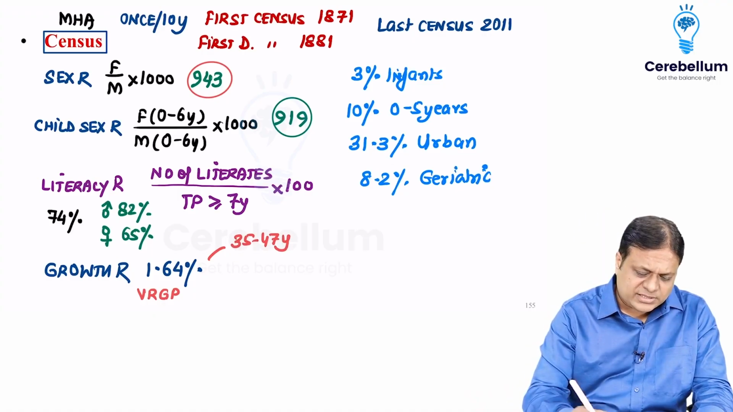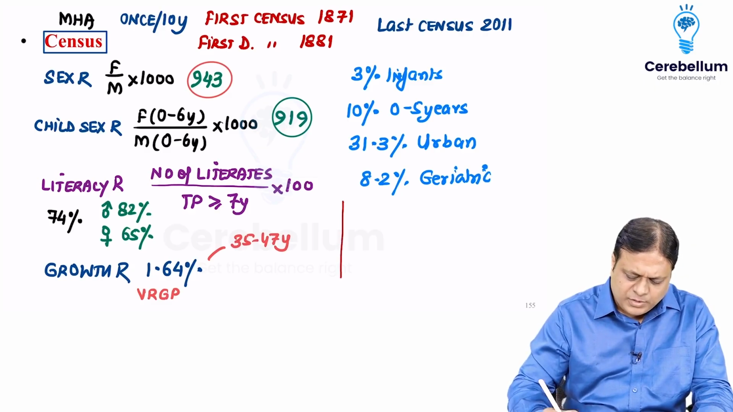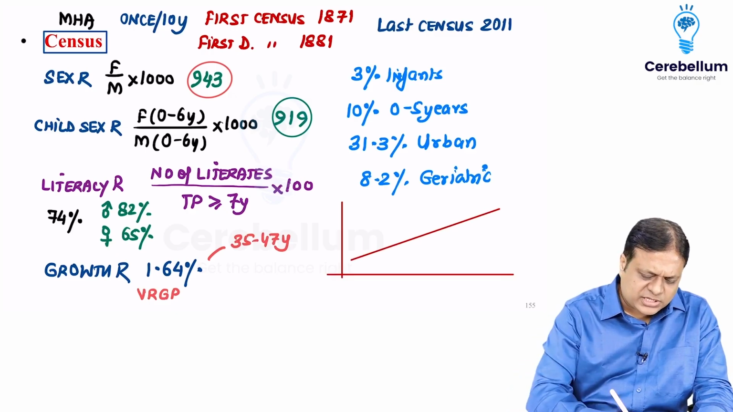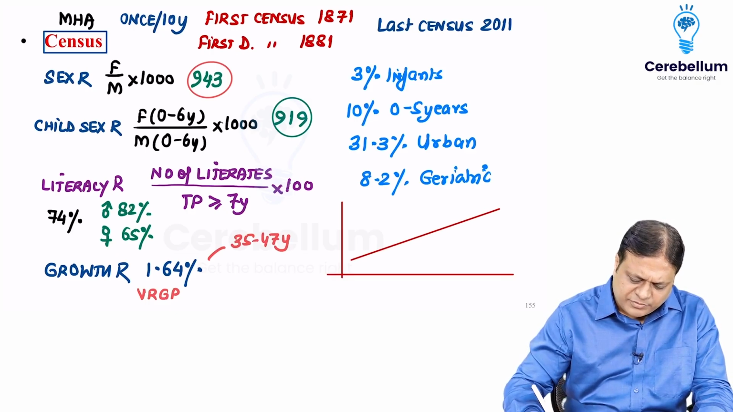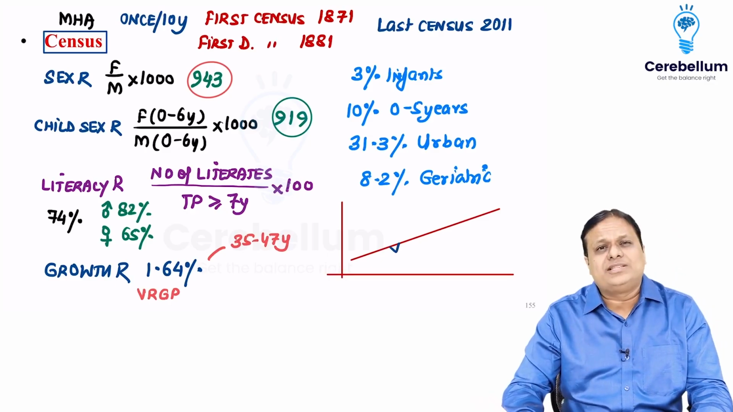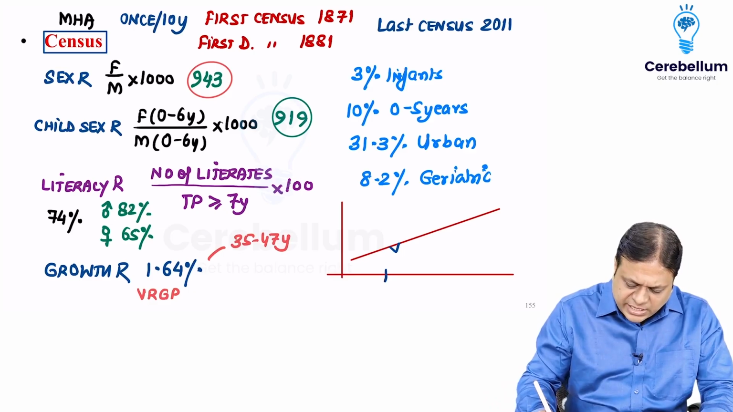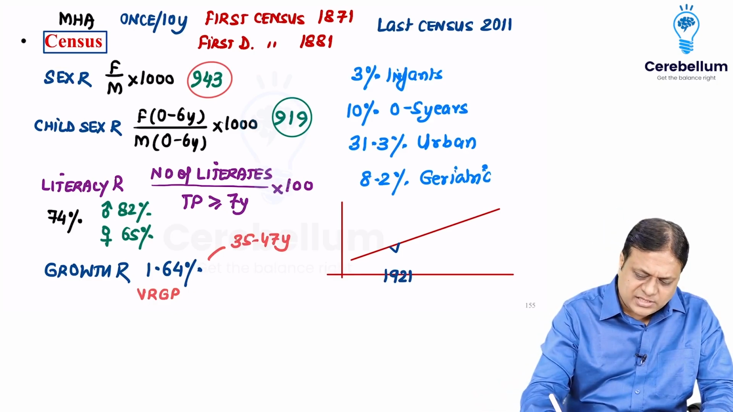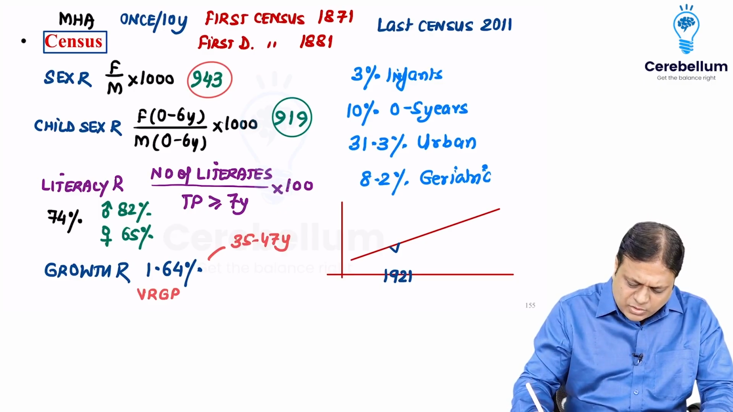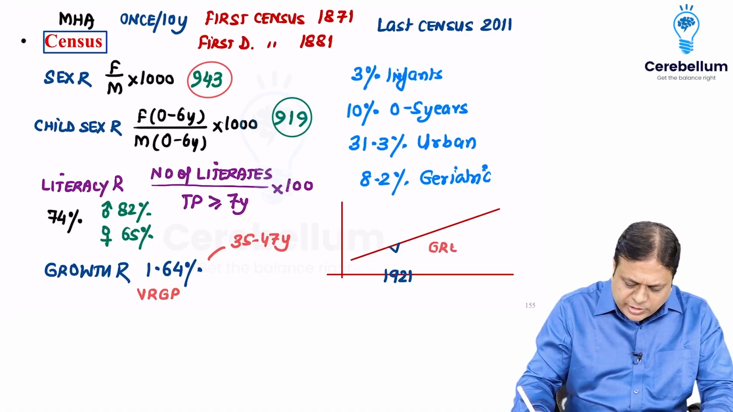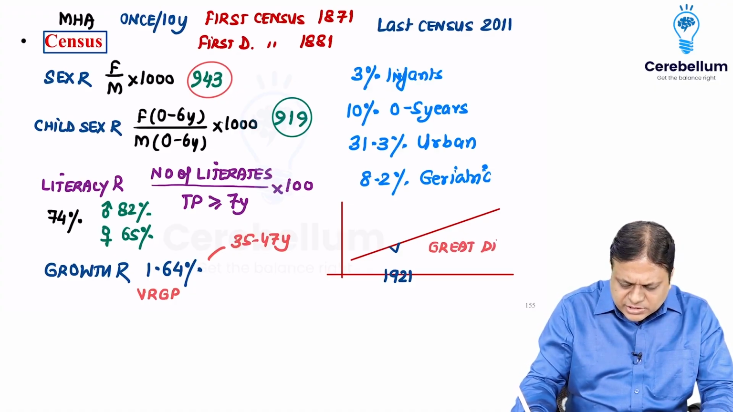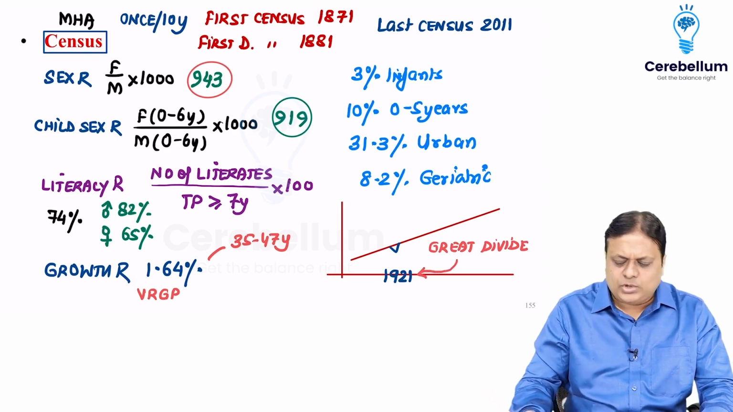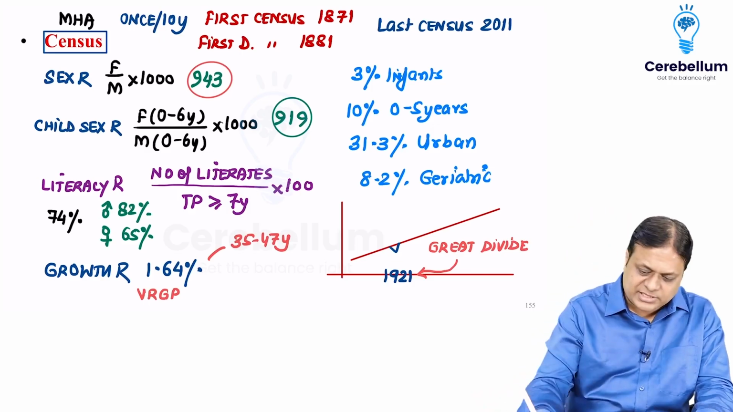When we look at censuses of India, you will find we are a developing country, so our population is continuously increasing. But once our population was found to be lesser than the previous census, that was 1921 census, known as therefore the big or the great divide in the censuses of our country. So 1911 to 1921 population actually decreased.